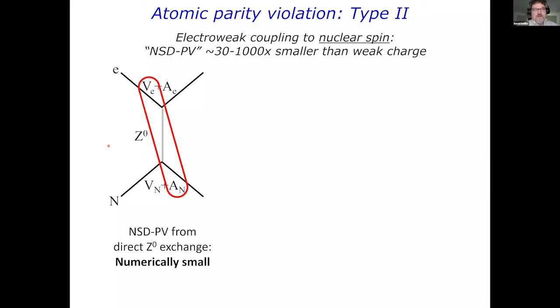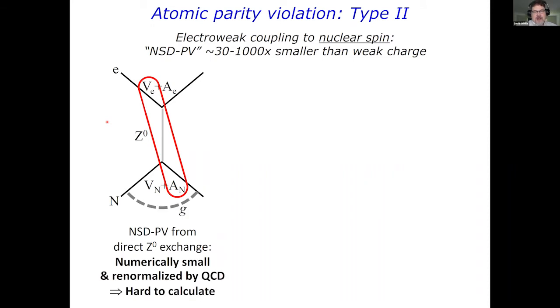This effect turns out to be something like, depending on the particular system, 30 to 1,000 times smaller than the weak charge effect. So it's tiny, it's hard to measure. In addition, the axial nuclear charge turns out to be very strongly renormalized by strong interactions between nucleons or between quarks in a nucleon. So this is not only hard to measure, but it's hard to calculate, because it relies on low energy QCD, which is non-perturbative theory.